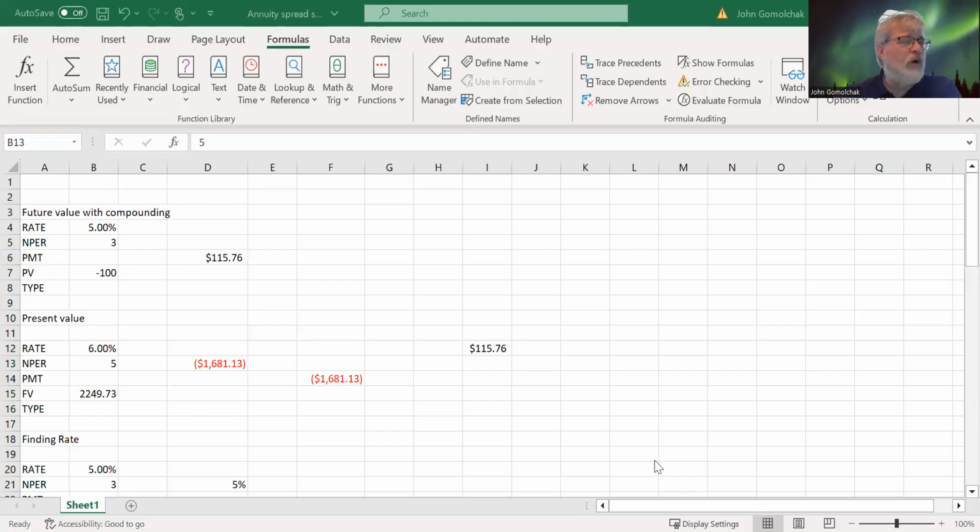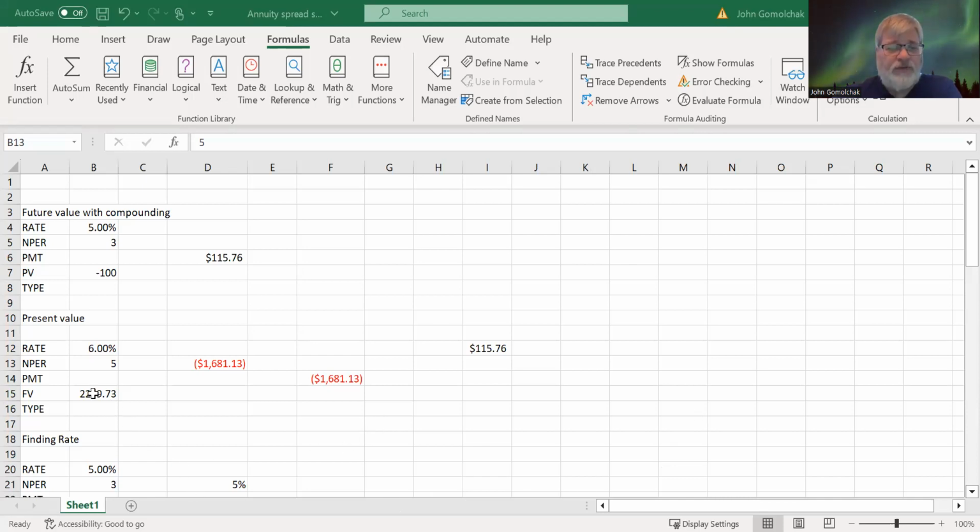Oh, let's do this last one. It's a little crazy one that they put up for us in the book here. How much would $1 million 100 years from now be worth today if the discount rate was 7 or 5%? Okay, so $1 million.